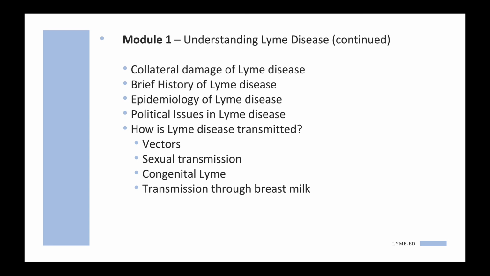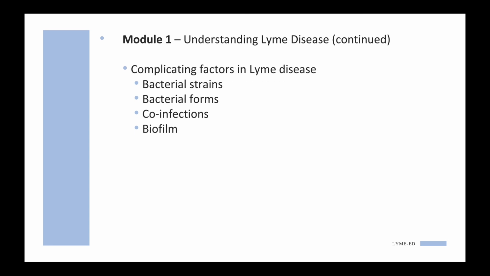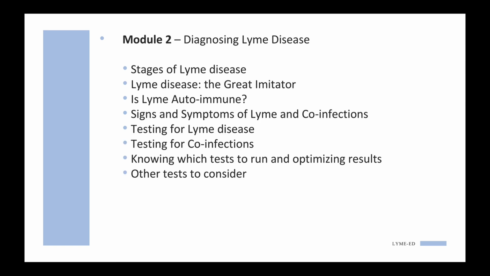I do go over a little of the history and the epidemiology, and also the political issues in Lyme disease, just because I think it's important to have that context to know how this illness has evolved. We look at how Lyme disease is transmitted, sexual transmission, congenital Lyme, things like that. And then also the complicating factors in Lyme disease, the different bacterial strains, the bacterial forms, co-infections, biofilm. These are things that will come up multiple times throughout the program, but we'll start getting some definitions laid down so that you have an understanding of those things.